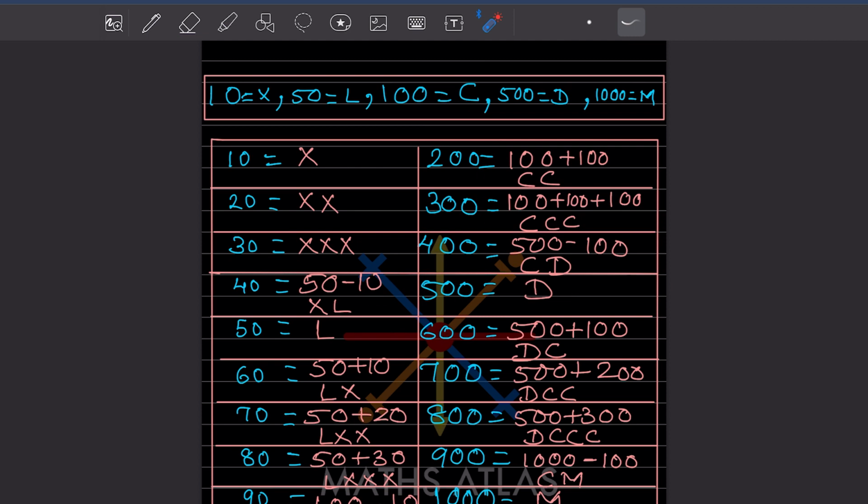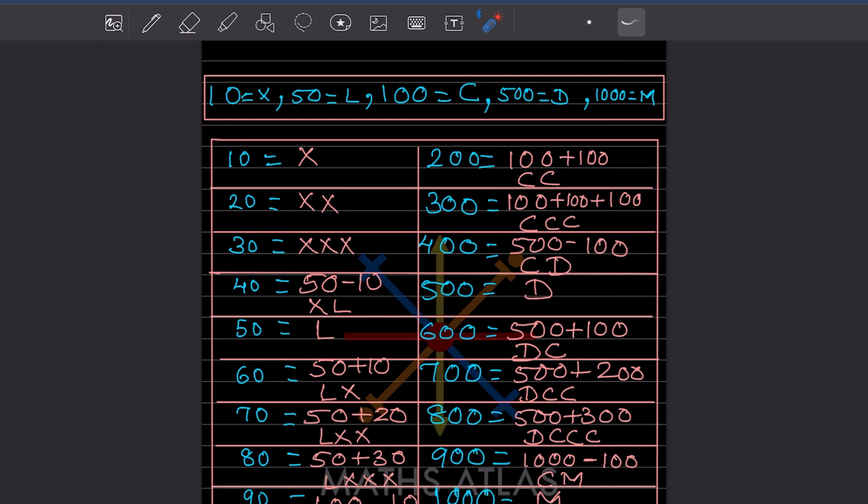Now for 80, you can write 50 plus 30. So you know 50 is L and 30 is XXX. So we can write 80 as LXXX as well, that is 50 plus 10 plus 10 plus 10. So what is that going to be? 50 means L, then X, X, X. So this and this one. Is that clear? Okay.